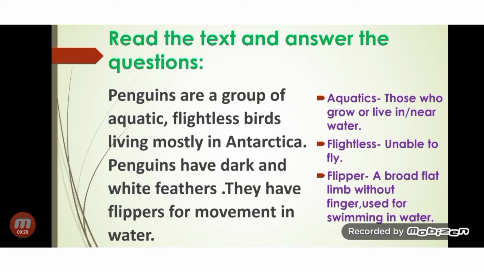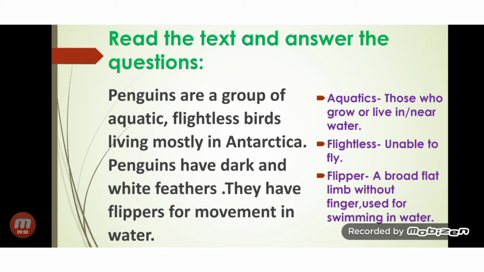By learning this unseen passage, we will learn all the answers of the questions. So let's try. Penguins are a group of aquatic flightless birds living mostly in Antarctica.